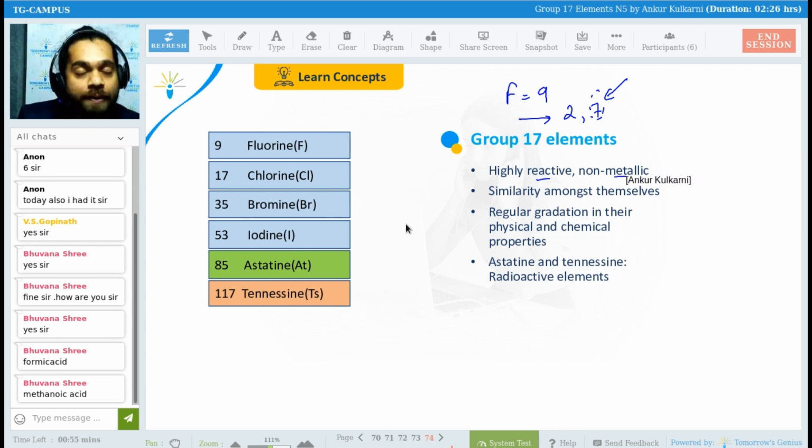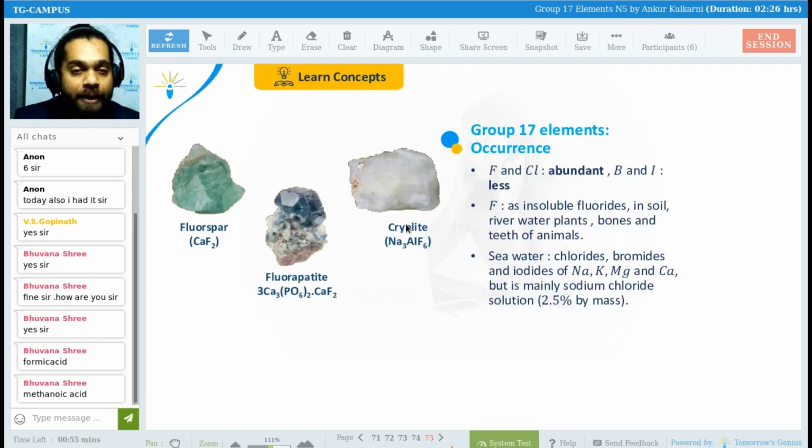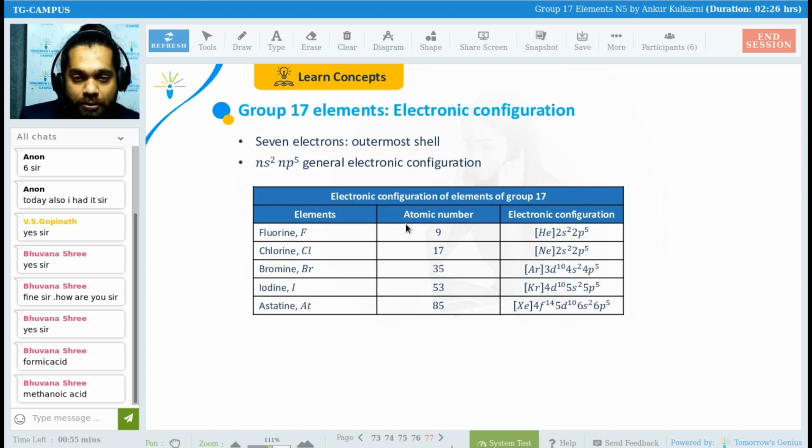Non-metallic, obviously, most of them are gases. Similarly, astatine and tennessine are the radioactive elements. Now abundance, we will study this, in the seawater and all those. Now look over here.